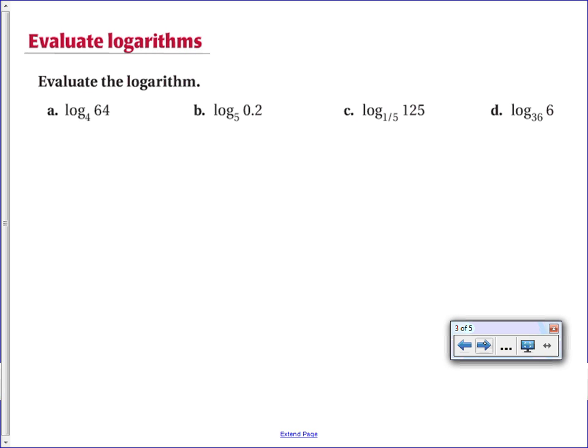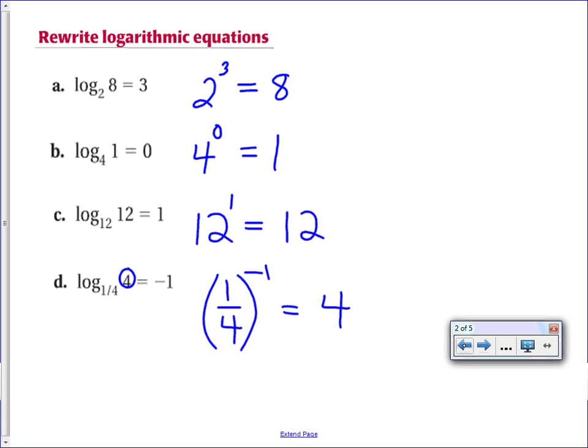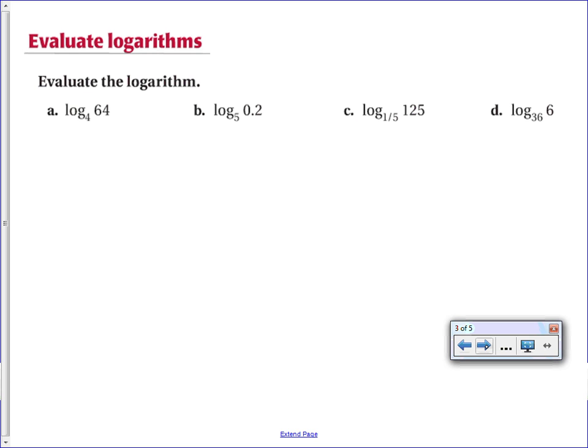These are asking you to actually evaluate it. So what this is, basically, is the same thing. I'm going to switch back a slide so you can see it. It's the same thing as this, only you're not given this part of the equation. What does it equal? That's what you're asked to find here. How do we evaluate it?